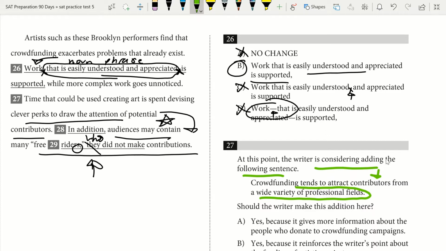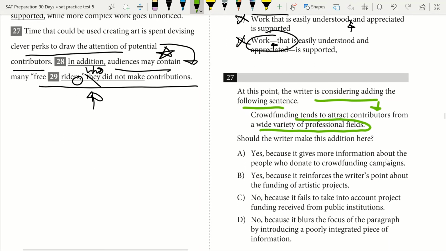Time that could be used creating art is spent devising clever perks to draw the attention of potential contributors. In addition, audiences may contain many free riders who do not make contributions. Okay, in that case, we're not talking about the type of professional field contributors are from, therefore I don't want to add it. Both before and after 27, it did not talk about professional fields being relevant to contributors. So we don't want to add it there.